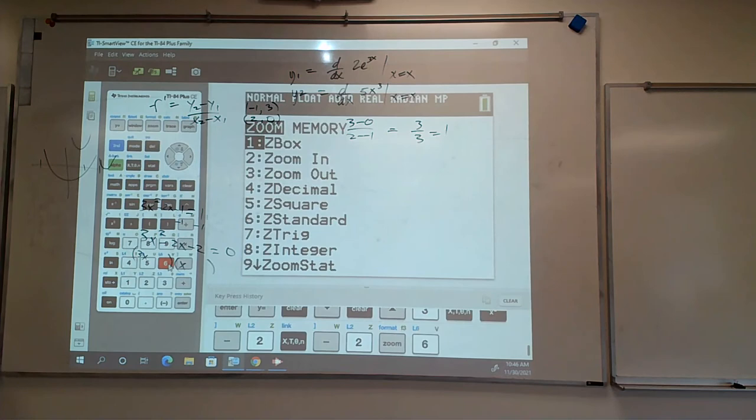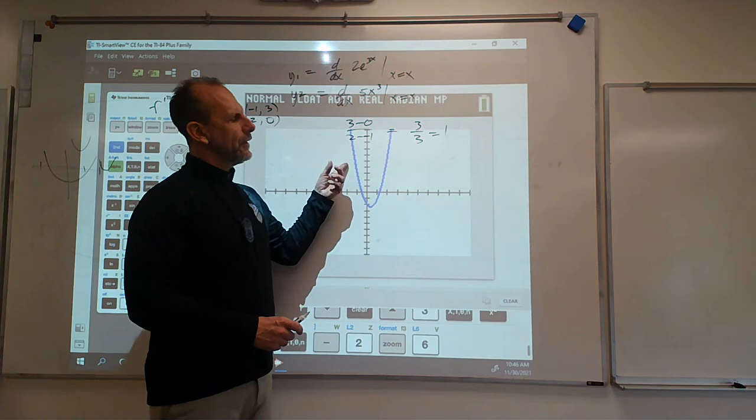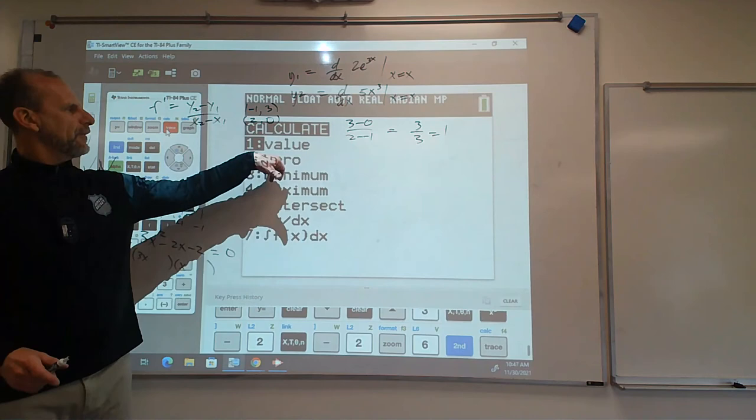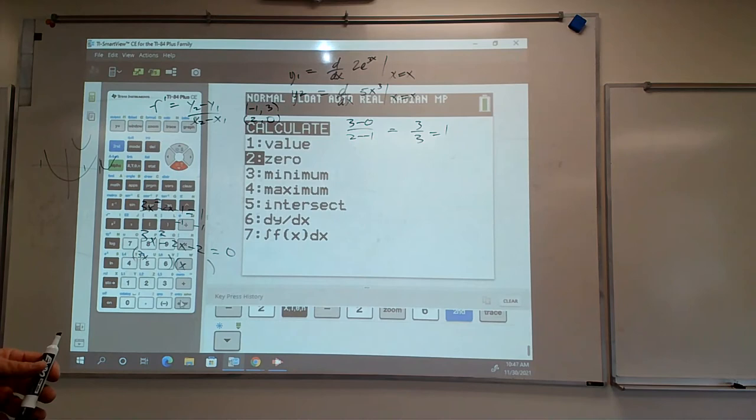Here it is. So it hits here and hits here. So we just got to calculate 0. We've got to find this one. Second, calculate. Last time was intersect. This time it's called zero. Enter. Anyway, they say left bound.